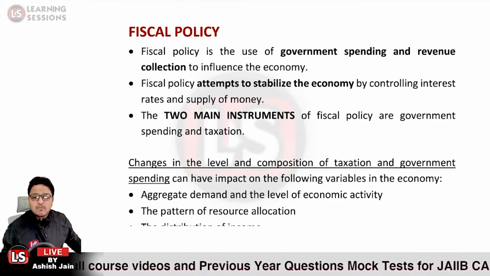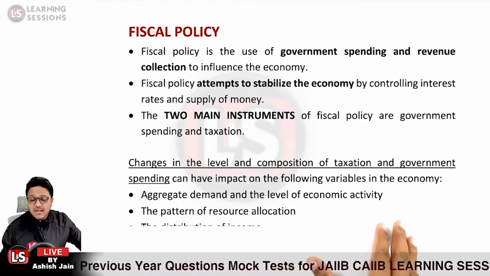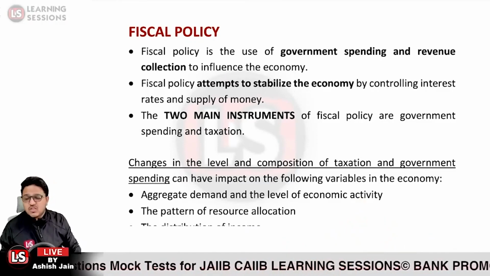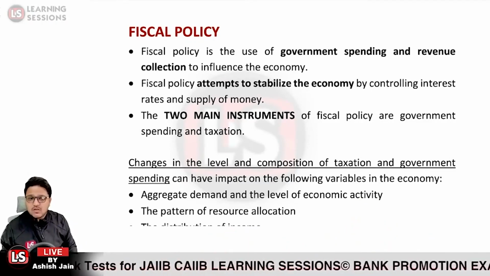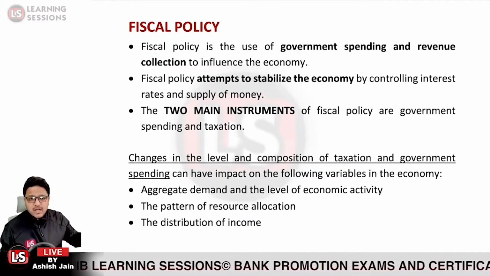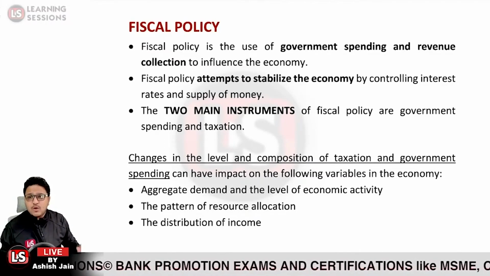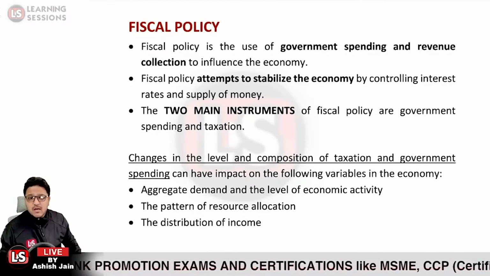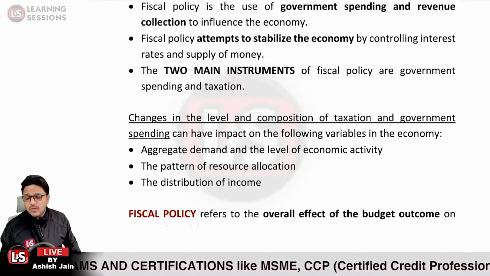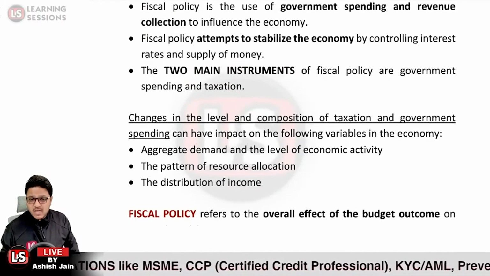Let us have a look at it. First of all, aggregate demand and the level of economic activity are affected. These variables are impacted by changes in taxation and government spendings. First, the demand will change, and second, the resource allocation pattern changes, and the distribution of income is also affected. So these are the different variables impacted when taxation and government spendings are changed.